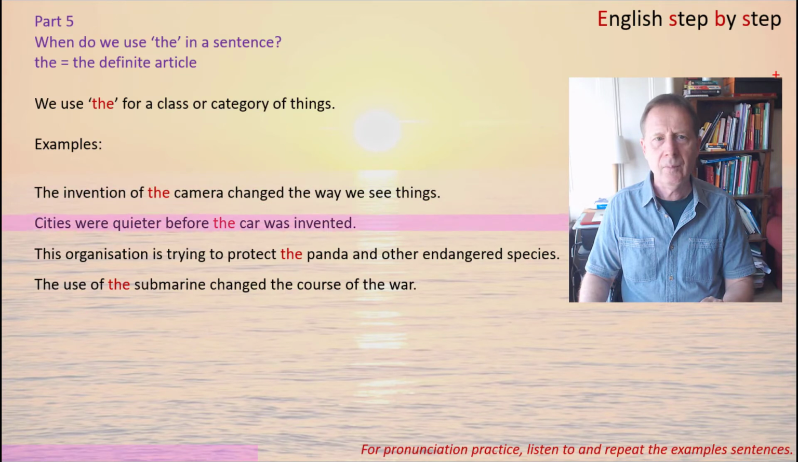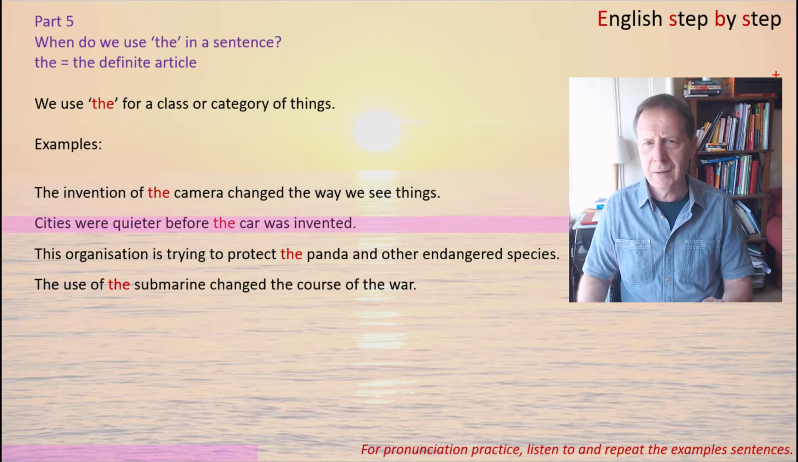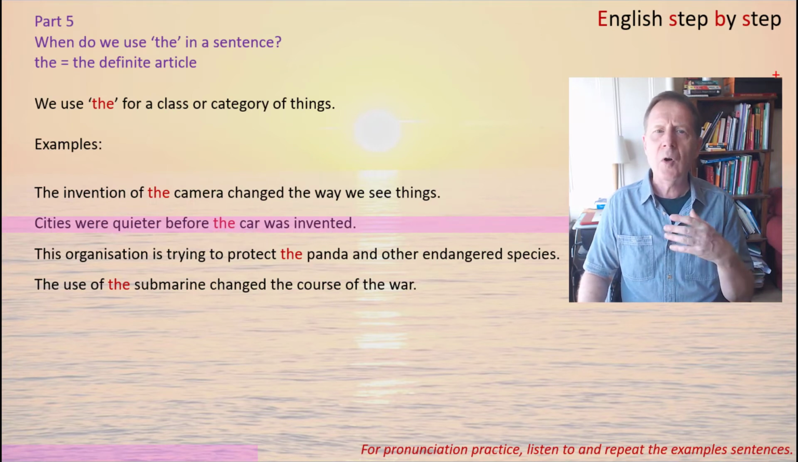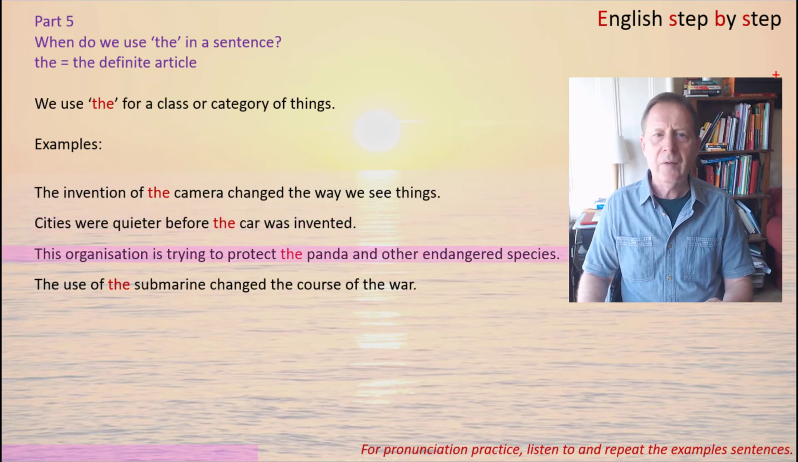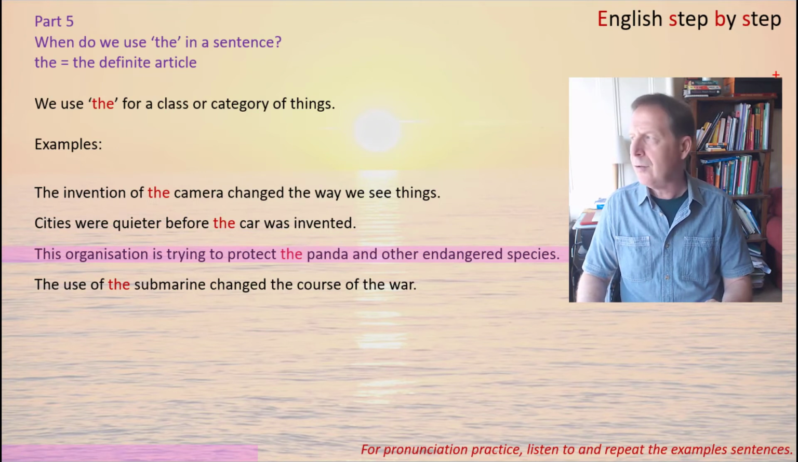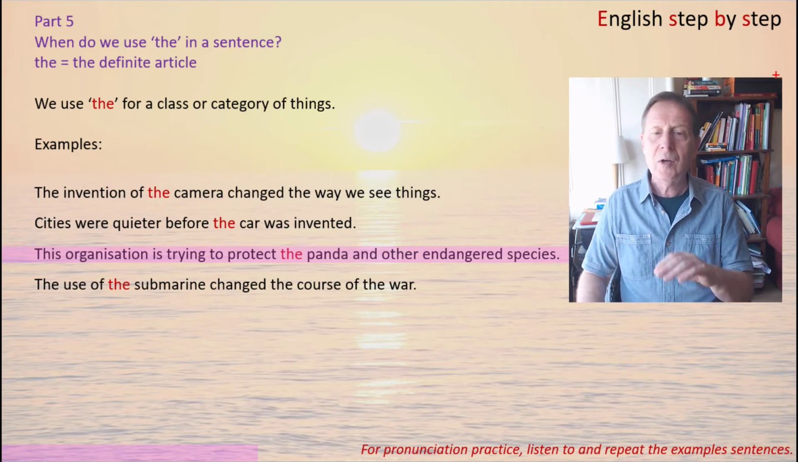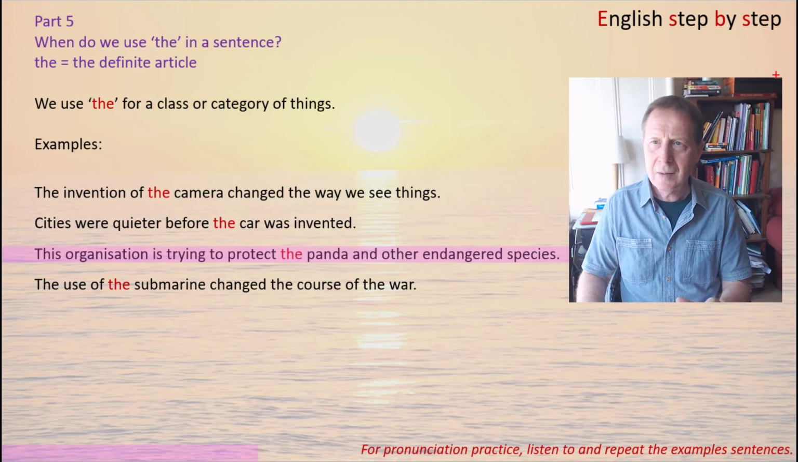Next example. Cities were quieter before the car was invented. Again, we're not talking about one car, we're talking about one type of invention. Next example. This organization is trying to protect the panda and other endangered species. Now here, again, we're not talking about one panda, we're talking about one species, which is the panda.